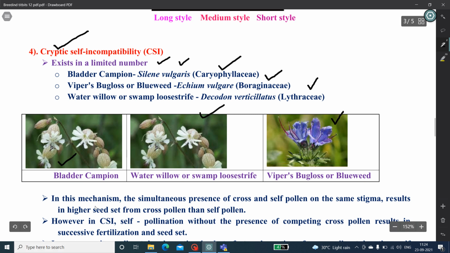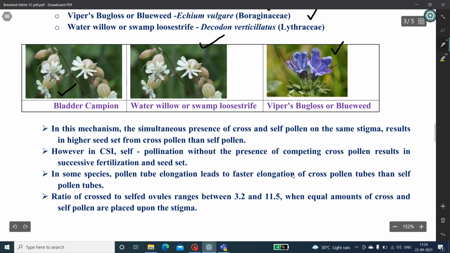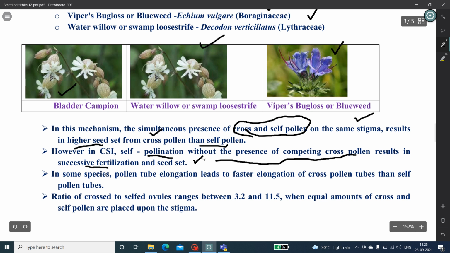In this mechanism, the simultaneous presence of cross and self pollen on the same stigma results in higher seed set from cross pollen than self pollen. However, in cryptic self-incompatibility, self-pollination without the presence of competing cross pollen results in successful fertilization as well as successful seed set.